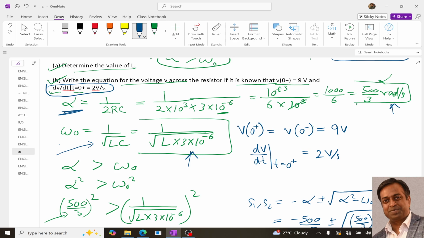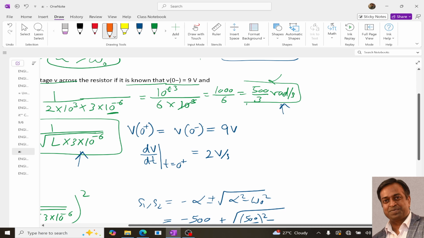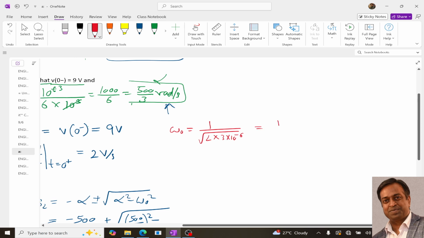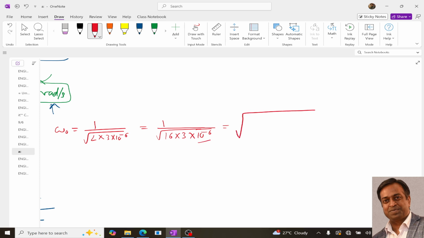So substituting the value, omega naught is equal to 1 upon root of L into 3 into 10 power minus 6, and the L we have selected is 16. So it is 1 upon root of 16 into 3 into 10 power minus 6. This we can write with 10 power minus 6 taken into the numerator.